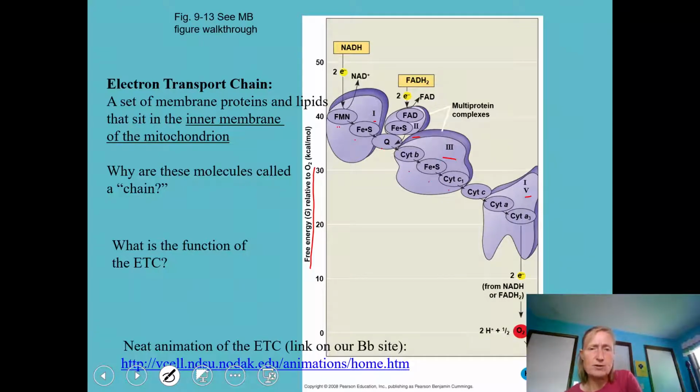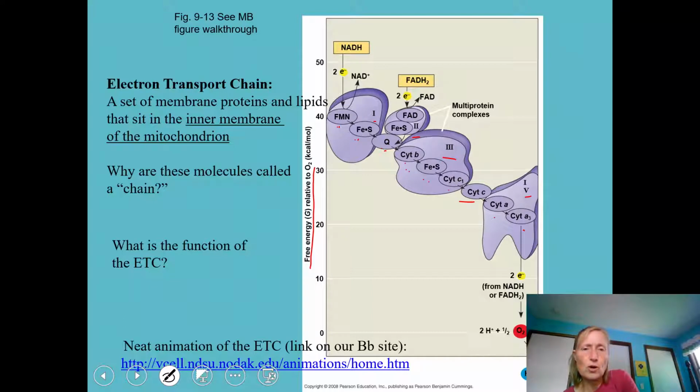There's flavin mononucleotide, an iron sulfur group. There's something called Q, that's ubiquinone. And then there are a lot of these cytochromes. Cytochrome B, iron sulfur, cytochrome C1, cytochrome C, cytochrome A, cytochrome A3. These are the members of the electron transport chain.